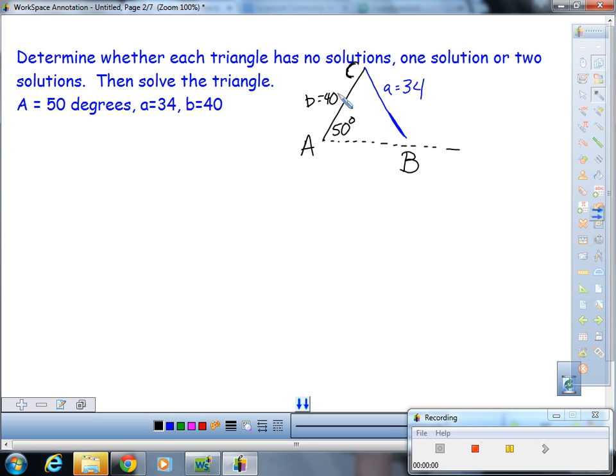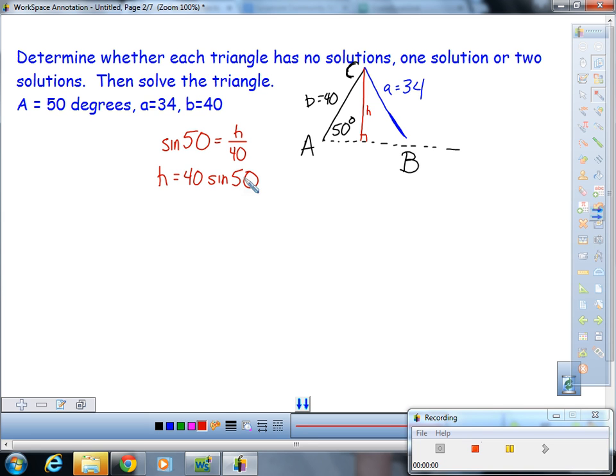What we have to do is compare the side across from the given angle, so we have to compare side A to the height of this triangle to point C. How can we find the height? This is where you guys talk. How can we find it? Sine, good. Okay? So we would say sine of 50 is equal to h over 40. So h is equal to 40 times the sine of 50.